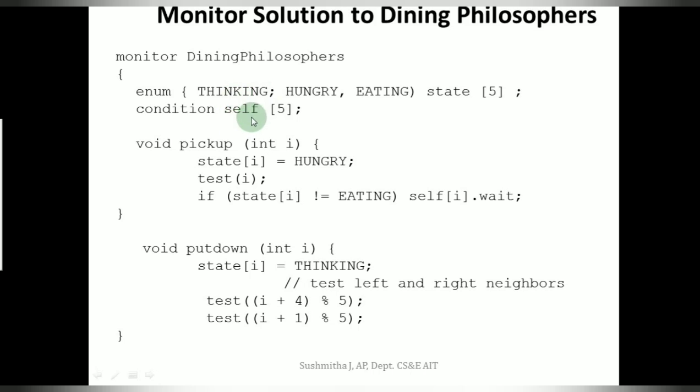Now what is this self of 5? It is the condition variable that we are talking about in the monitor. When I introduced the monitor, we had the condition variables x and y. Similarly, we have the condition variable self here. Using this condition variable is where we will be calling wait and signal.